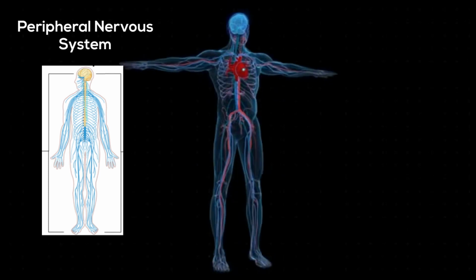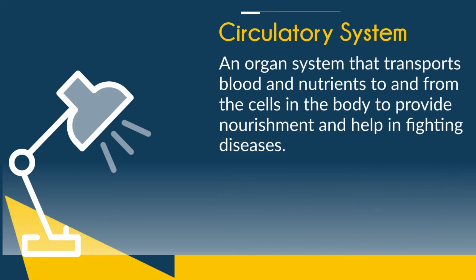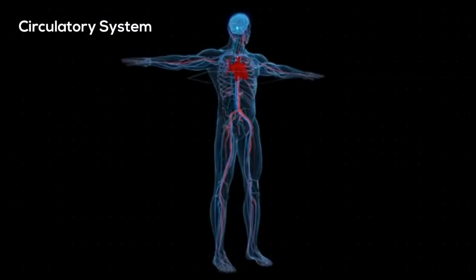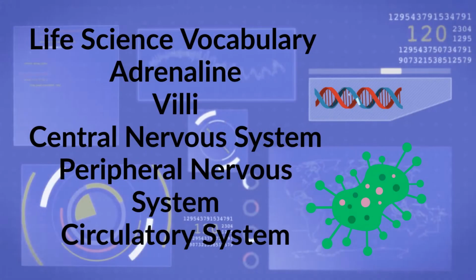And finally, circulatory system, an organ system that transports blood and nutrients to and from the cells in the body to provide nourishment and help in fighting disease. So there we go, some life science vocabulary.